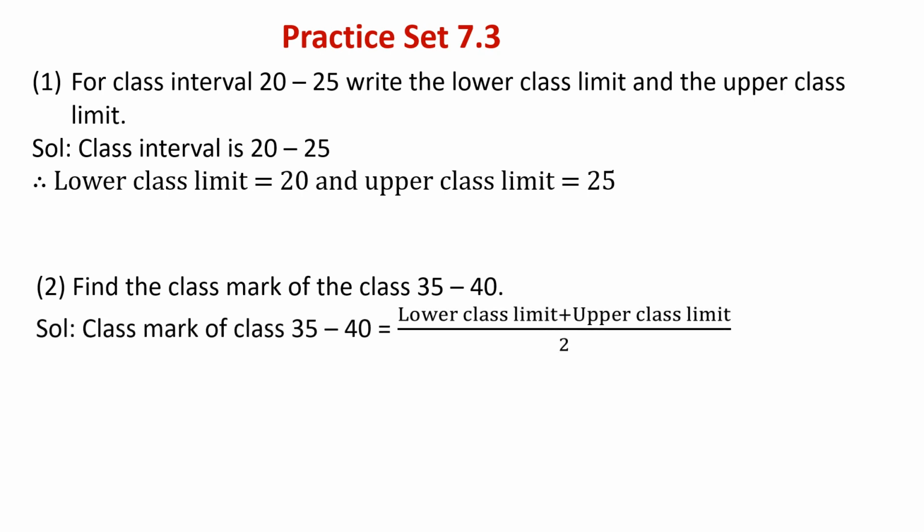So solution, class mark of class 35 to 40 equal to lower class limit plus upper class limit upon 2. So you'll just substitute, that is equal to lower class limit is 35 plus upper class limit is 40. So 35 plus 40 upon 2. So 35 plus 40 will give you student 75. So you'll write down 75 upon 2. So you can divide this and you'll get answer as 37.5. So your class mark is 37.5. Okay, moving to the next sum.